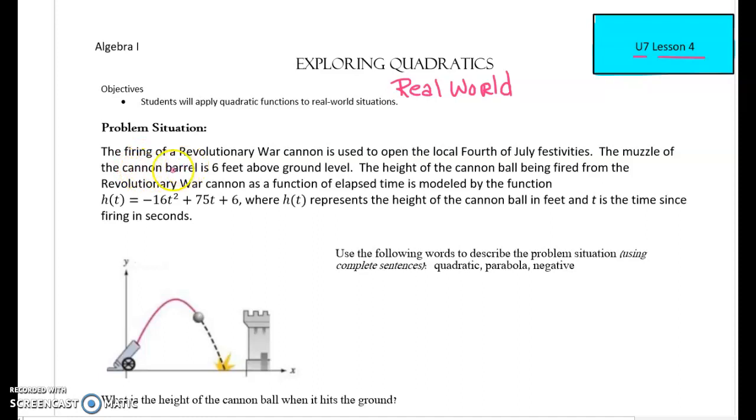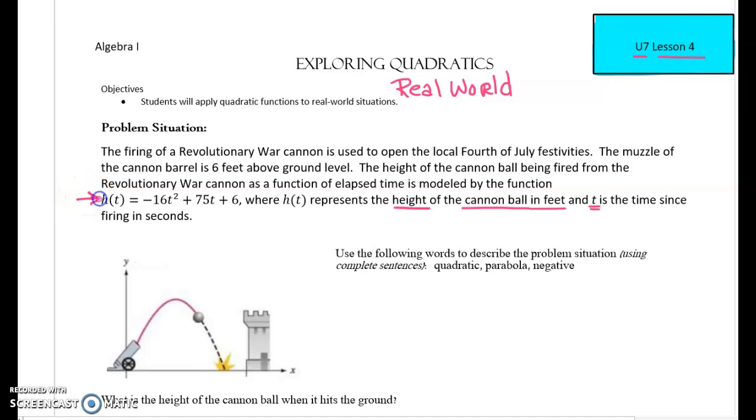All right. We have the firing of a Revolutionary War cannon. It's used to open up the local 4th of July festivities. The muzzle of the cannon barrel is 6 feet above the ground. The height of the cannonball being fired from the Revolutionary War cannon as a function of elapsed time is modeled by this function. H of t equals negative 16t squared plus 75t plus 6, where h of t represents the height of the cannonball in feet and t is the time since firing in seconds.